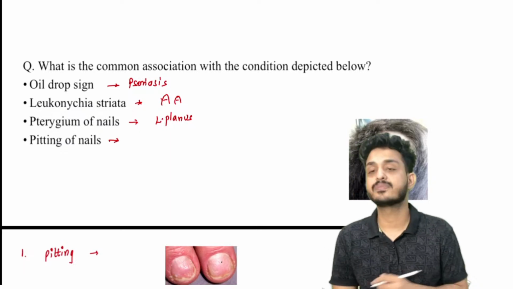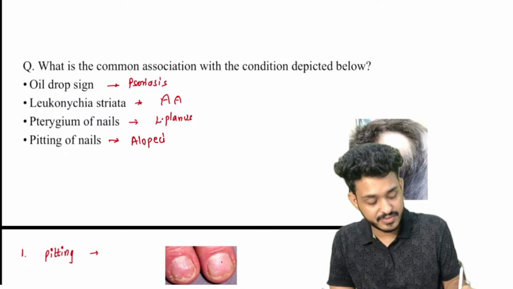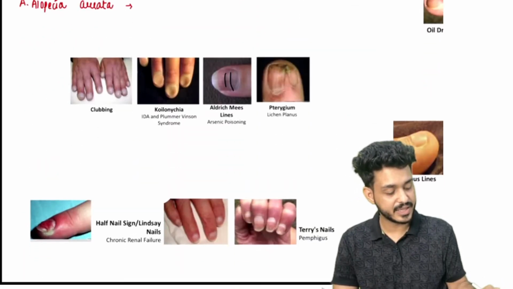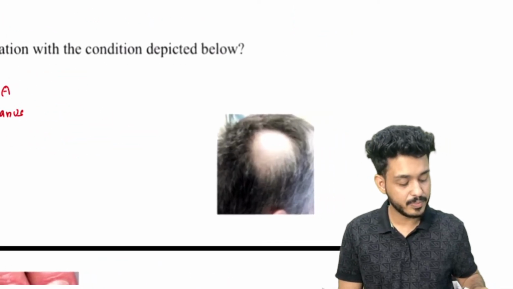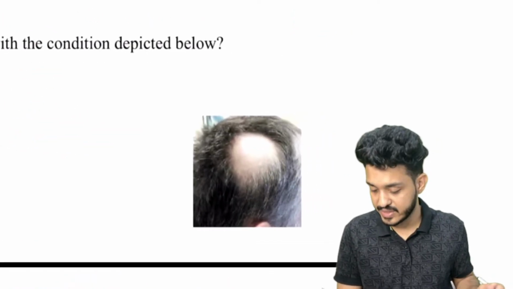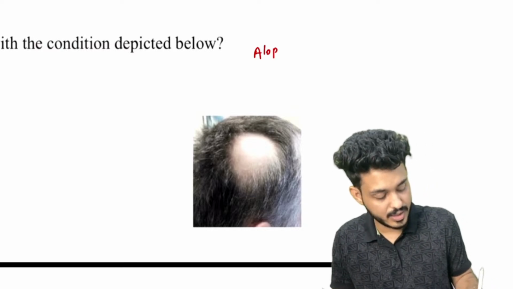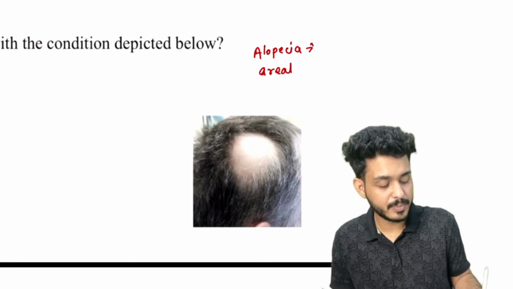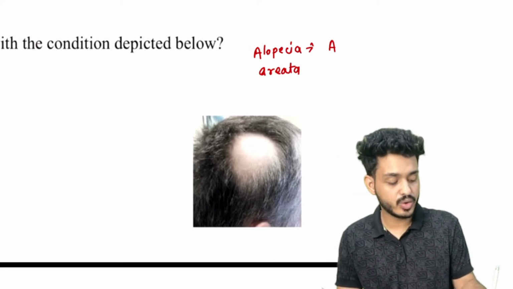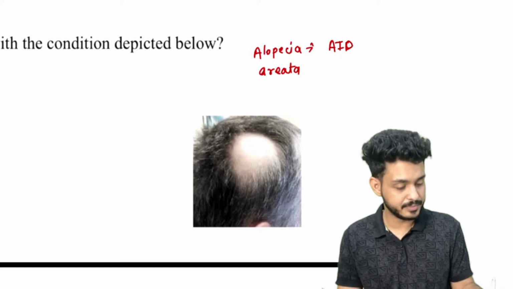And pitting of nails can be a feature of alopecia areata, guys. Look here, this is your alopecia areata. Very good, guys. Alopecia areata means there will be hair loss from a particular area. It is an autoimmune condition, an autoimmune disease.